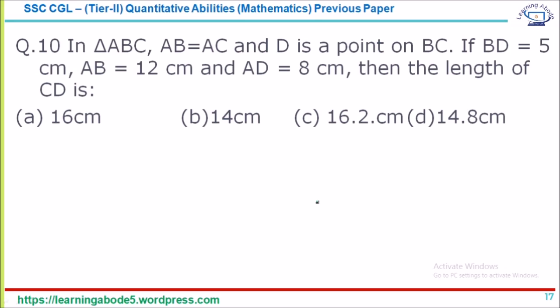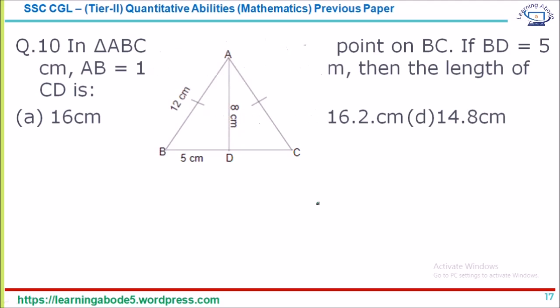Now the next question, another geometry question, angle based question. In triangle ABC, AB equal to AC and D is a point on BC. If BD equal to 5 centimeter, AB equal to 12 centimeter and AD equal to 8 centimeter, then the length of CD is, okay, so this is the diagram. Okay, so we want the length of CD. Okay, so this is what we want, right?